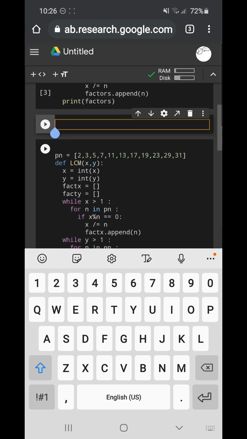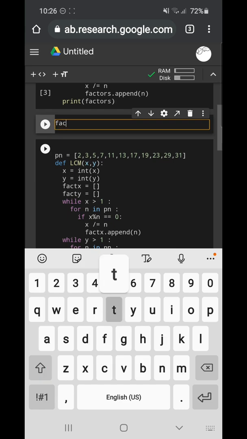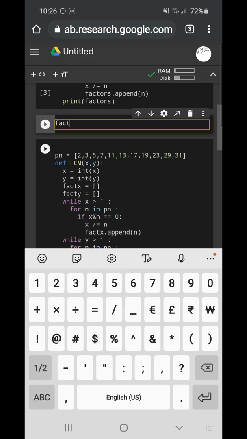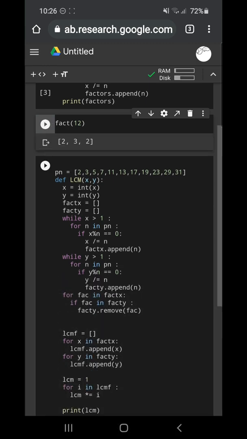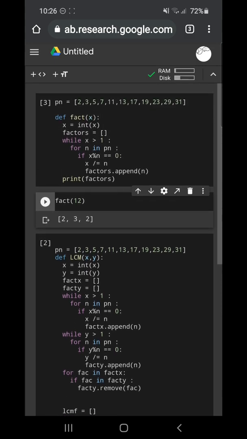For example, okay, let's take, for my own calculation, 12. So here it is coming: 2 multiplied by 3 is 6, and 6 multiplied by 2 is again 12. So we are getting the factors of the particular number in a list. It is a very convenient way of viewing the factors of a number, and it is also a very fast way.